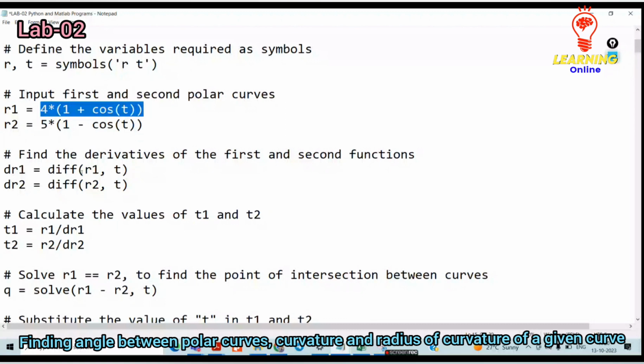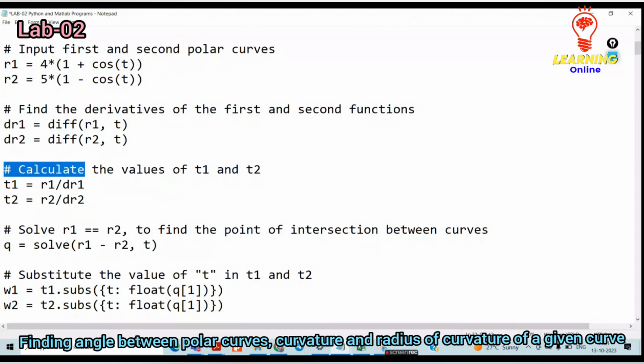Then t is the parameter with respect to which you differentiate that expression. So I differentiate with respect to t. Second is the derivative of r2: the r2 expression and the t you are differentiating with respect to, that is diff(r2, t). If you write this expression, you will get that particular output.